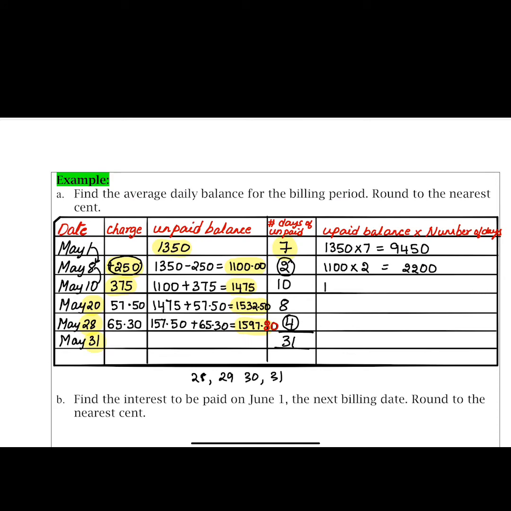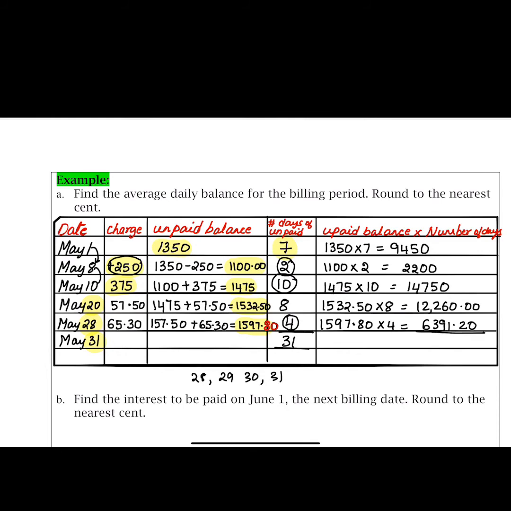So times 2, which gives me 2,200. The next is 1,475, my unpaid balance. Number of days is 10 here, right? So that gives me 14,750. And the next one is 1,532.50 times 8 days, right? So I have 12,260.00. And the next one is 1,597.80 times 4. That gives me $6,391.20.